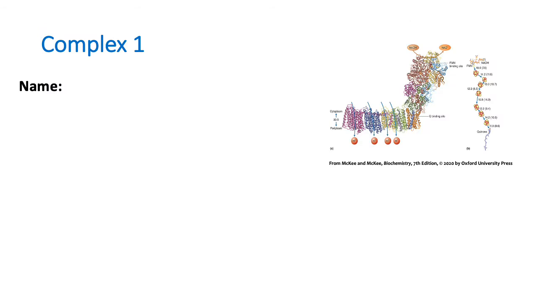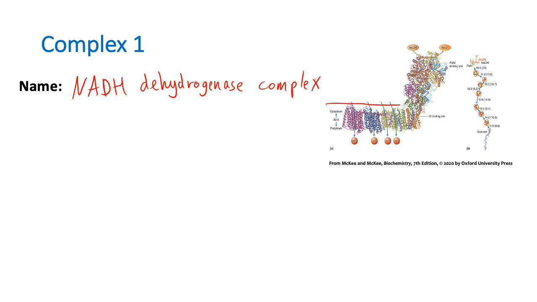Complex 1's name is NADH dehydrogenase complex. And essentially it looks like an L. You may think of this as your phospholipid or your inner membrane. So recall that the mitochondria has a double phospholipid bilayer. It has an inner membrane and an outer membrane. We're talking about the inner membrane of the mitochondria, and this would be the matrix side, and this would be the intermembrane space, the IMS.